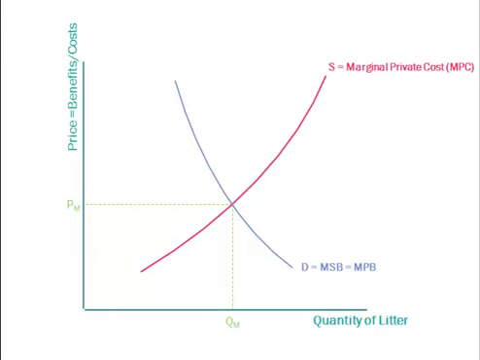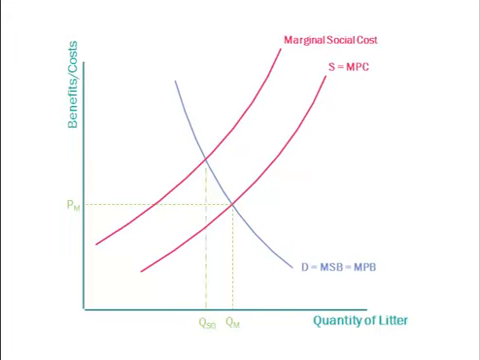Look at a basic supply and demand graph for litter. Notice that demand equals marginal social benefits as well as marginal private benefits. The supply curve is the marginal private cost to the garbage companies. If they had to pay to clean up the litter they leave along the side of the road, their costs would be much greater. That means supply is in the wrong spot. It should actually be to the left of the market supply curve because there are costs to society that are not borne by the garbage companies. We label this supply curve marginal social cost.